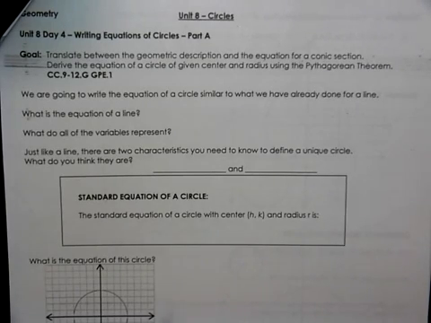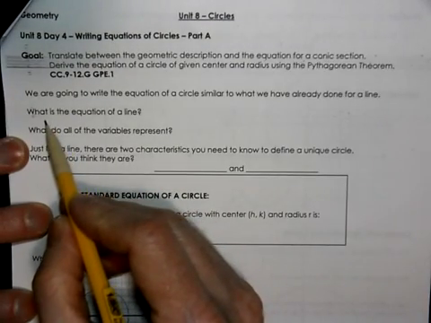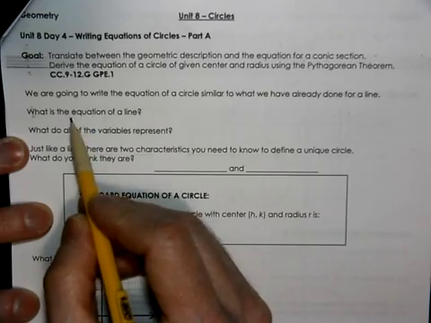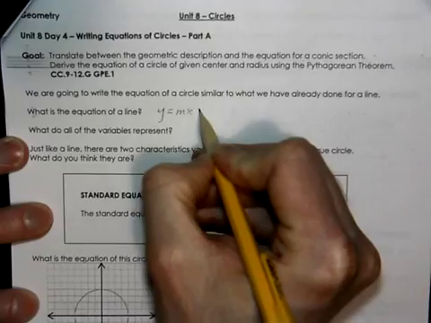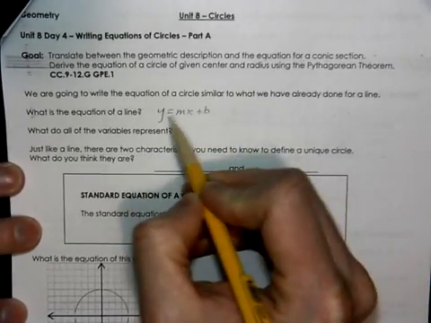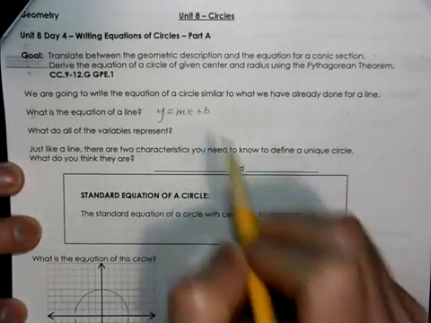This is Geometry, Unit 8, Day 4. We're writing equations of circles. We're going to first start with talking about the equation of a line. y equals mx plus b. That was the equation of a line you learned in Algebra 1.